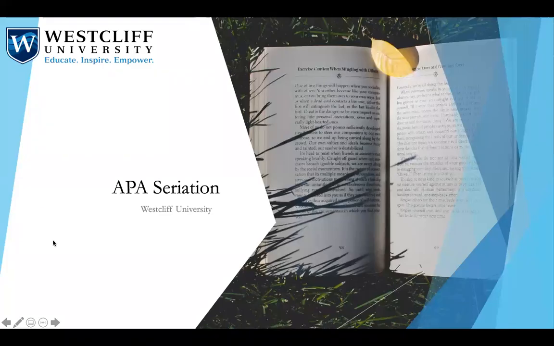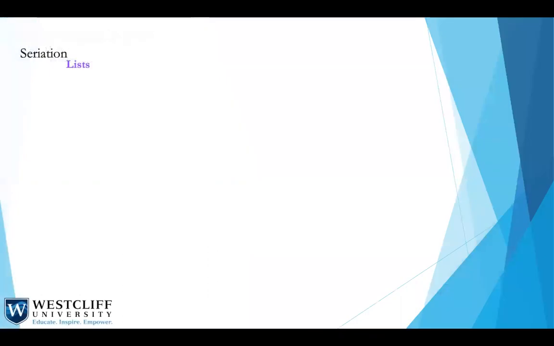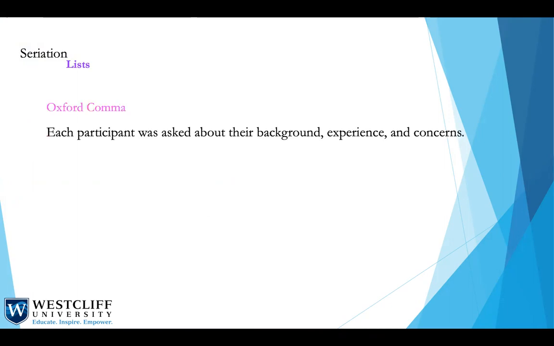This video will focus on APA 7th edition guidelines for seriation. Now, when I talk about seriation, essentially I just mean lists that you are using in your text. And we're going to cover considerations for formatting those lists so that they meet APA guidelines.